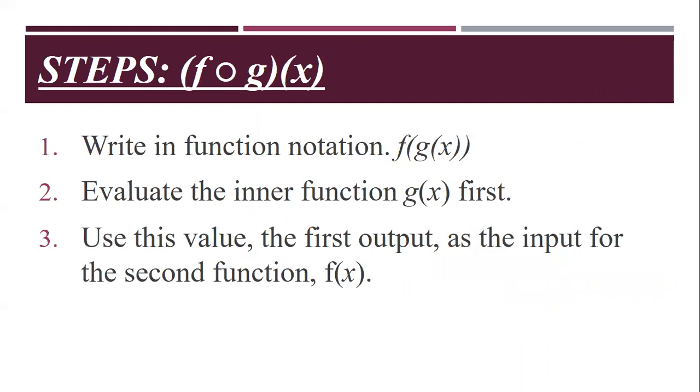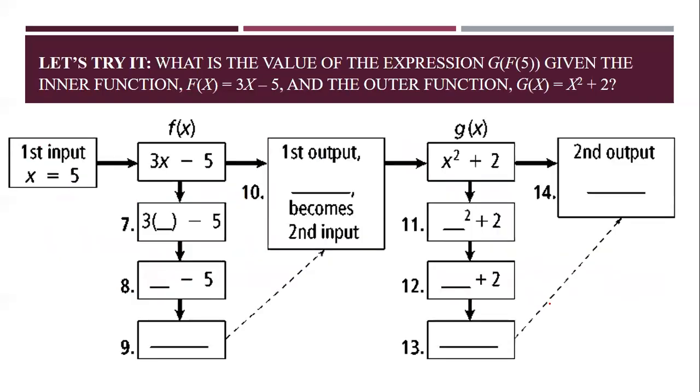All right, so again, the steps are, we're gonna go from composition form to function notation, and then we're gonna evaluate the inner function first, and then we're gonna use the output from the first function as the input for the second function. So what that looks like, what's next, it's not on your paper, okay? It's not on your paper, don't freak out. What that looks like is that here it says G composed of F at 5, and it tells us our F of X is 3X minus 5, and our G of X is X squared plus 2, okay?